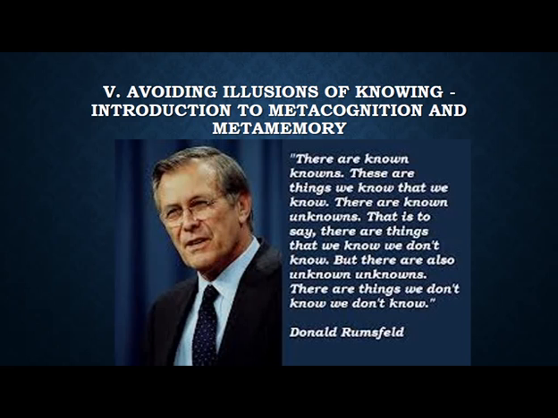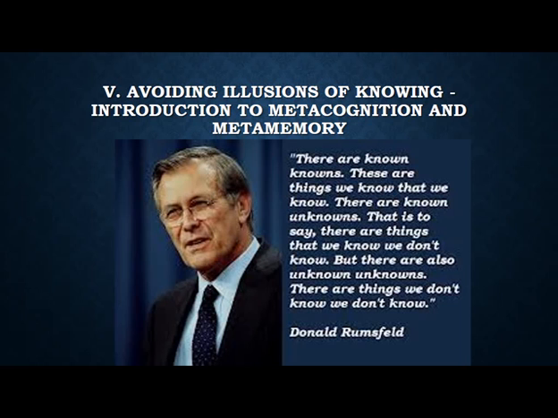There's this great quote about metacognition that's not about metacognition. There are known knowns. These are things we know that we know. There are known unknowns. That is to say, there are things that we know that we don't know. But there are also unknown unknowns. There are things that we don't know we don't know. Well, if we parse that down to what it means, I remember watching this press conference, and I thought, God almighty, what did he just say?